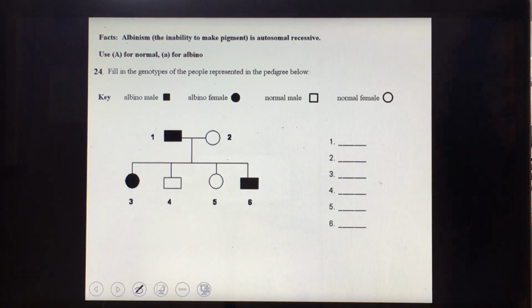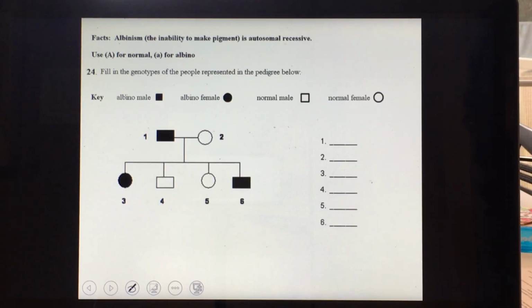This video is a video of the answers to the pedigree problems from the genetics homework packet, 24 through 27. So albinism, the inability to make pigment, is an autosomal recessive disease. Remember, autosomal means not on the X or Y chromosome.